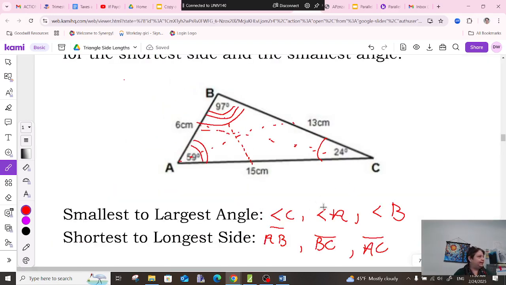Saw some people squinting. Is that better? I don't like squinting. I want you to be able to see.